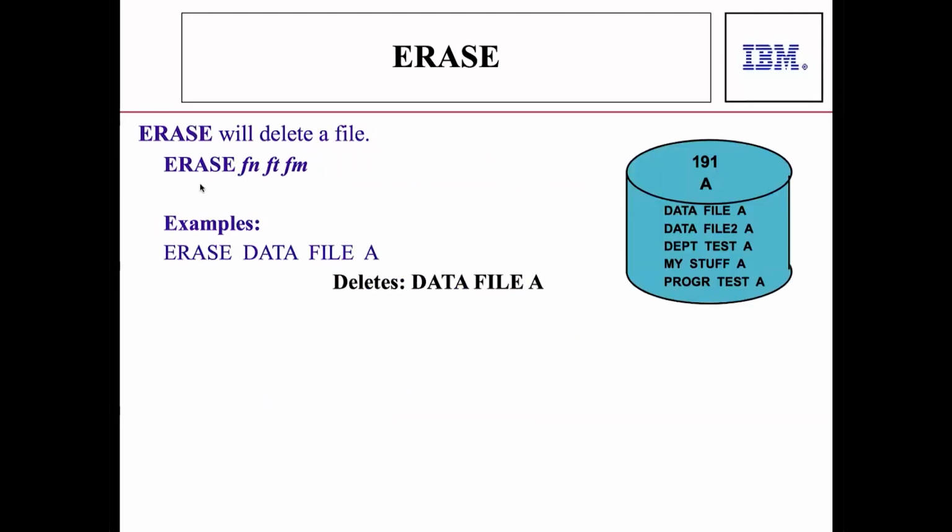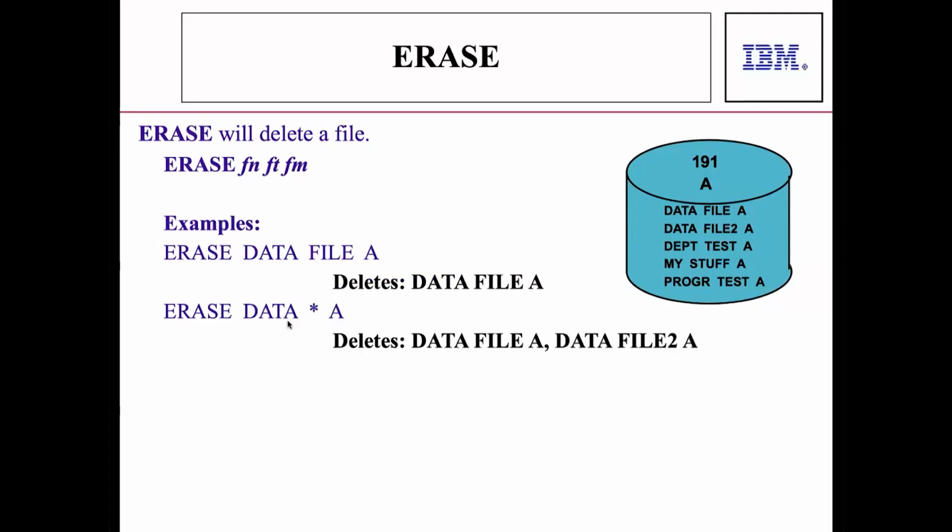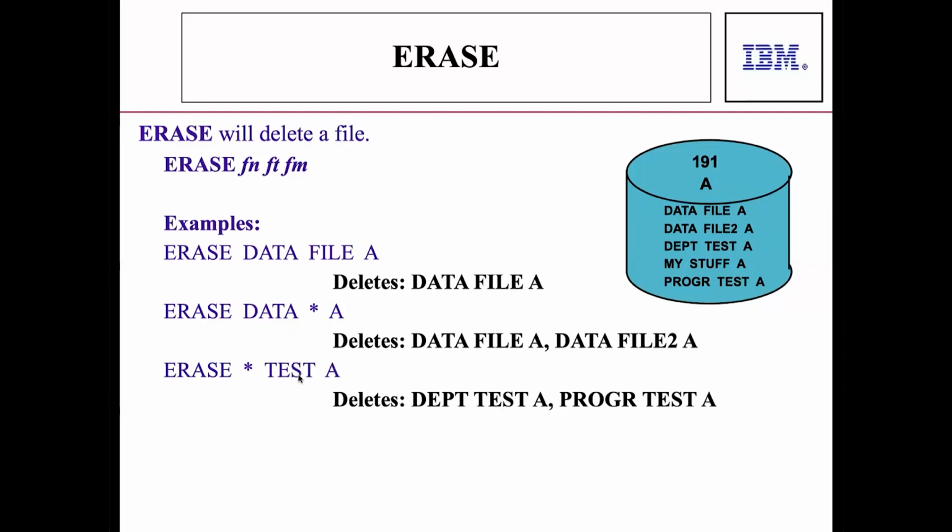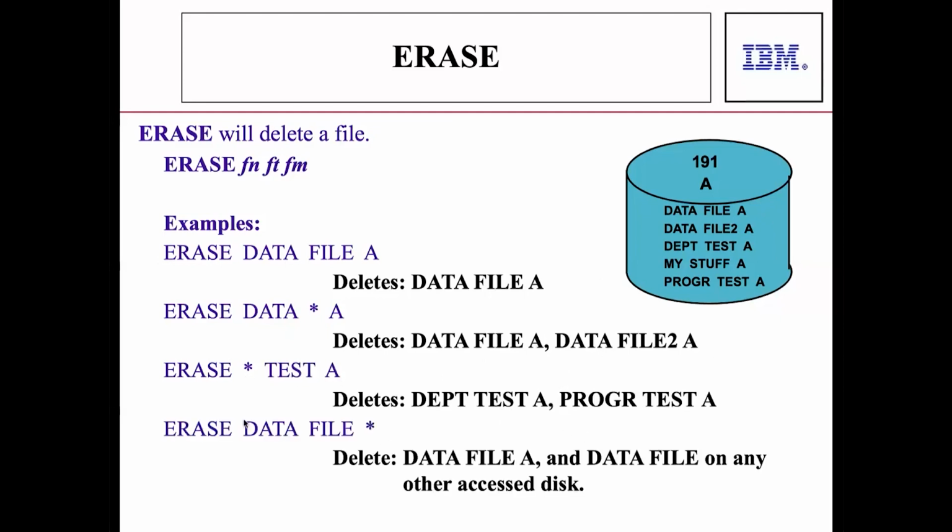And of course, I can erase a file, give it the full specification of the file, and it will, of course, erase it. So if I erase data file A, I get rid of data file A. If I erase data asterisk A, so it does accept some wildcards, I get rid of data file A and data file 2A because they all have the file name data. Or if I want to erase all files with a file type of test, it would erase those two files.